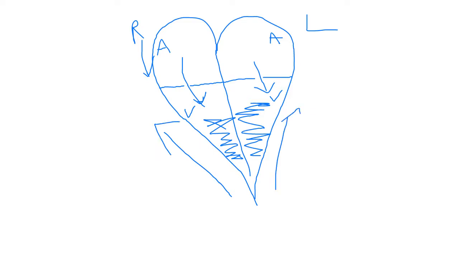When it does contract, this valve shuts and this valve here shuts. And that shutting of the valve is like a closing of a door. That's what makes the heart sounds. Lub dub, lub dub, lub dub. There's going to be another valve here and another valve here. Okay, this valve right here and this valve right here. This valve is called the pulmonary semilunar valve, and this valve here is called the aortic valve.